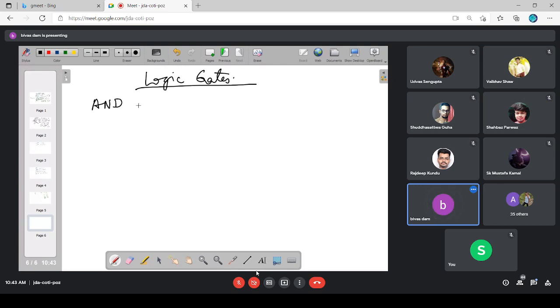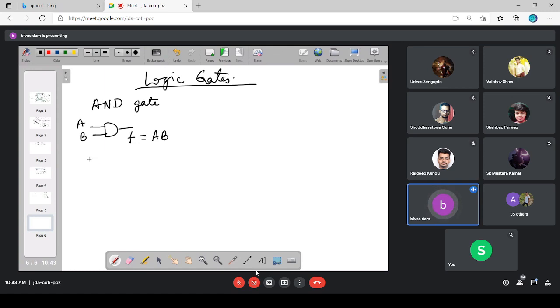AND gate. Symbol wise, it is like this. There are 2 inputs. It may have more than 2 inputs also. Here I have drawn only 2 inputs. If the inputs are A and B, and this is the output, this output F is written as A dot B.